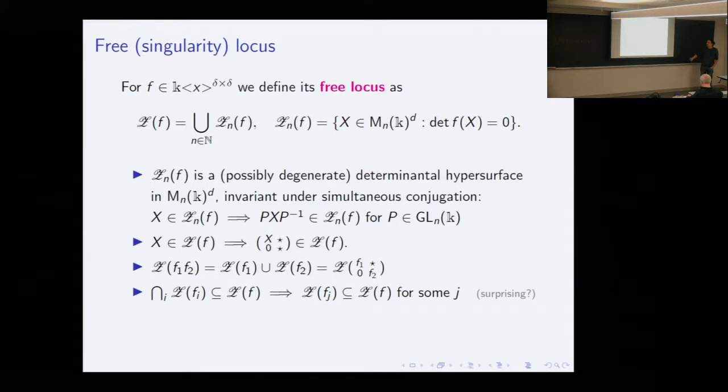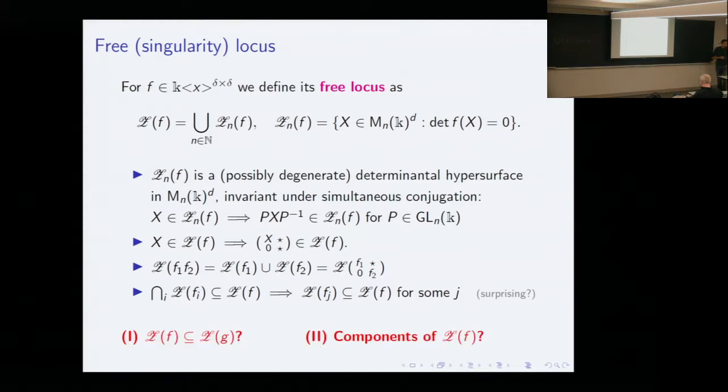This last property especially gives you a feeling that it indicates a hypersurface in some sense, but then you also have a slightly surprising property. It's easy to see when you think about it, but it's surprising: if I have an intersection of free loci and that lies in another free locus, then one of them is already contained in it. Maybe that's not something one would expect from hypersurfaces.